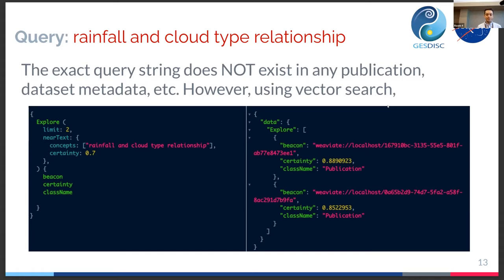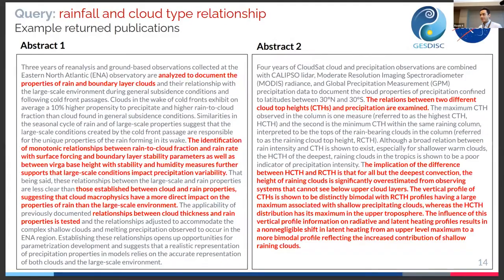In this case, it's returning two results. What are the contents of those results? These are the abstracts of the top two results returned from the vector search. If you look at the text, it's talking about the relationship between the thickness of the clouds and the rainfall. So there's a lot of implicit meaning embedded in this text that you wouldn't be able to capture if you were just hard matching keywords.